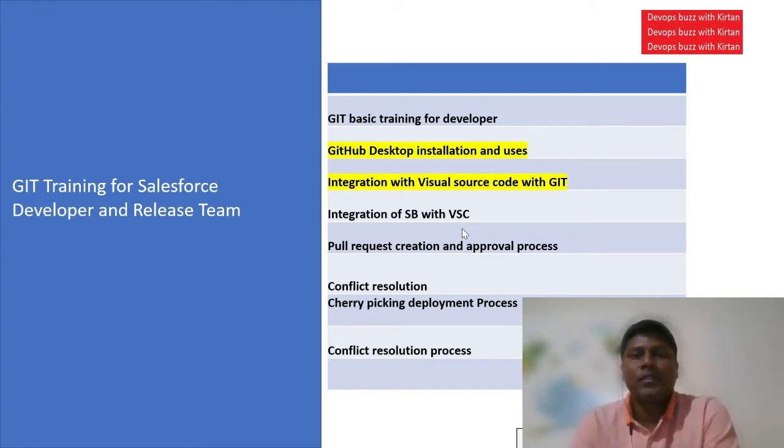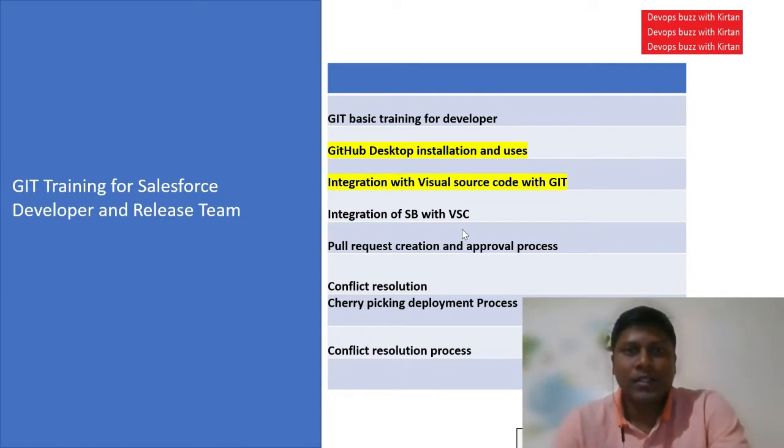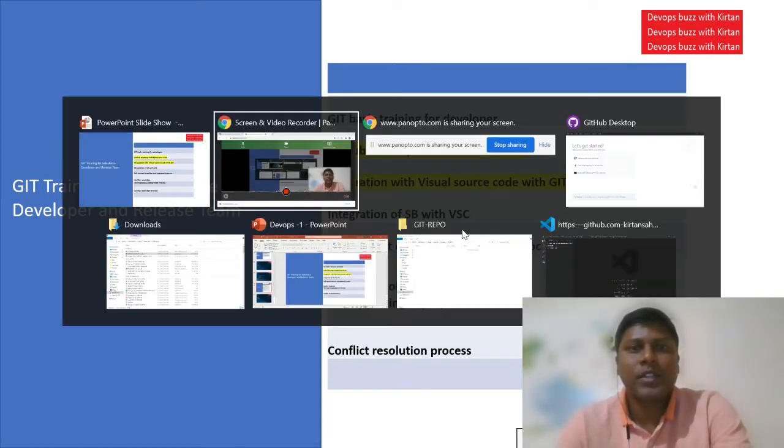Today we'll discuss GitHub Desktop installation, its uses, and its integration with Visual Studio Code with Git. I always recommend using GitHub Desktop when you want to interact from your local machine to your GitHub. Let's start with the GitHub Desktop installation, then we'll go for the uses.